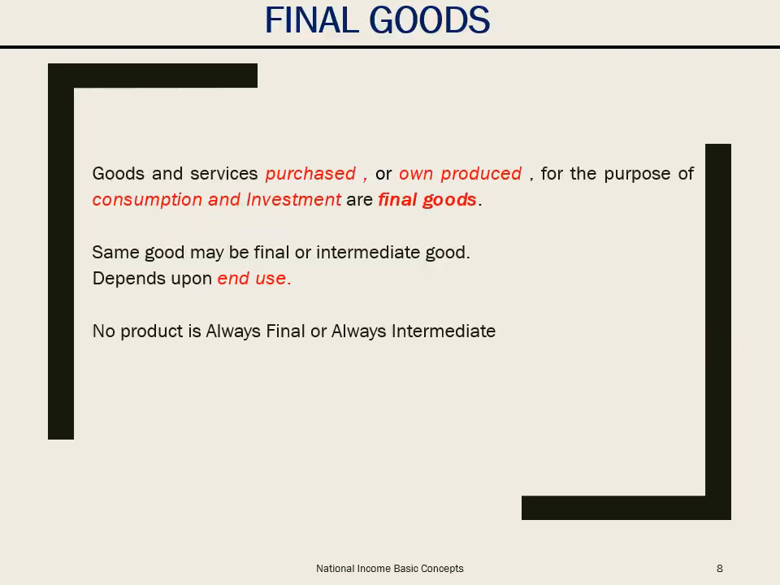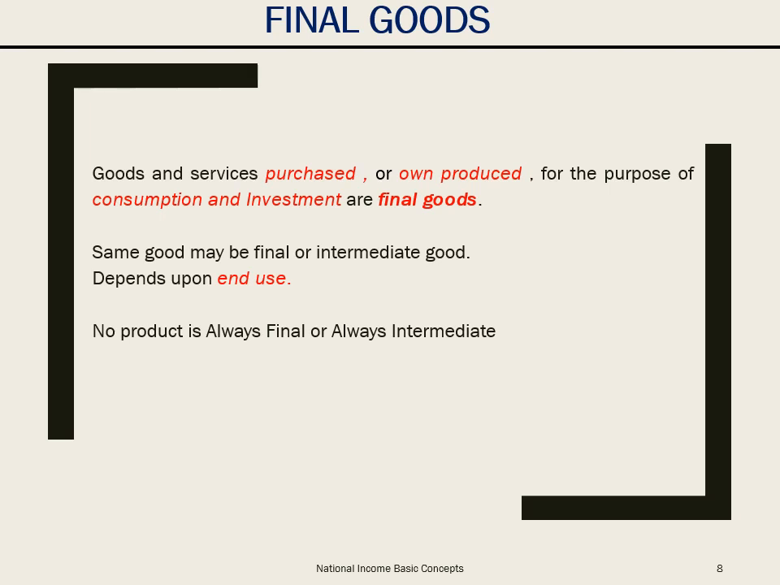So what are final goods? Final goods and services purchased or own produced for the purpose of consumption and investment are final goods. Now again, final good has two parts. Either they are purchased or own produced for the purpose of consumption, or for investment. They are final goods.